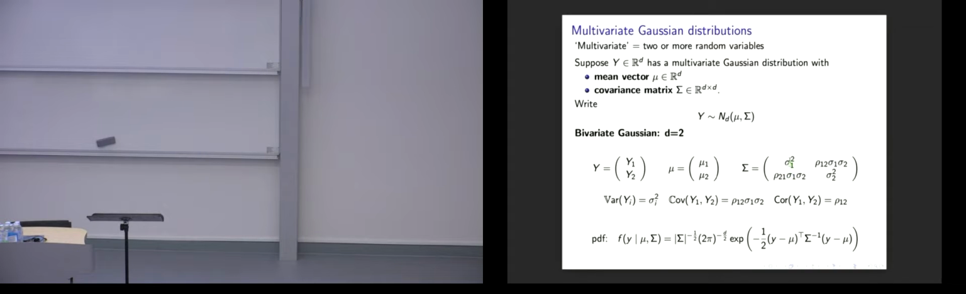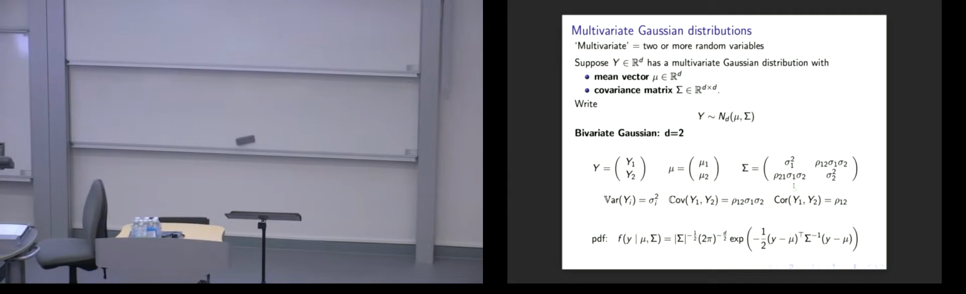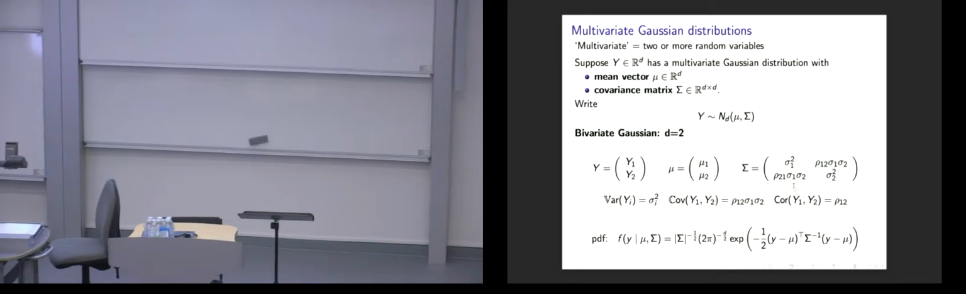The diagonal elements here, so sigma 1 squared is the variance of y1. Sigma 2 squared is the variance of y2. And the cross terms here, which are the same, they're the covariance between y1 and y2. So I assume you've all seen this kind of thing before, have you? Okay. So just some pictures, and we'll generalize from here.